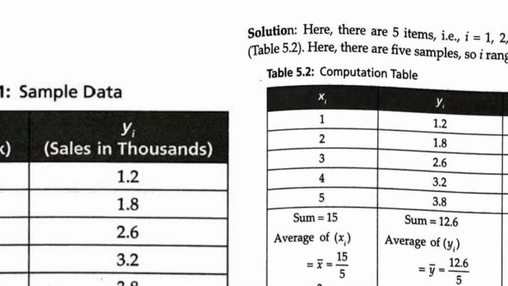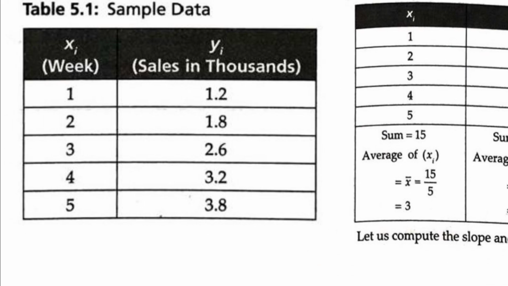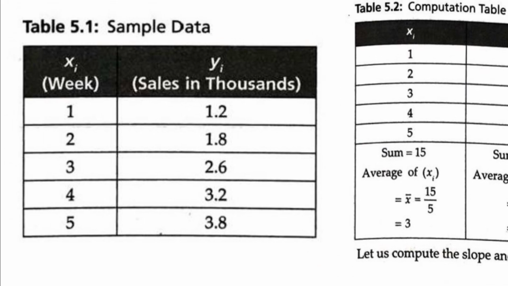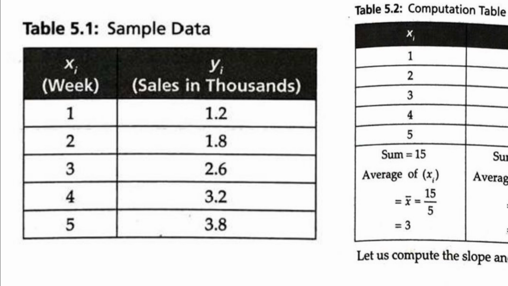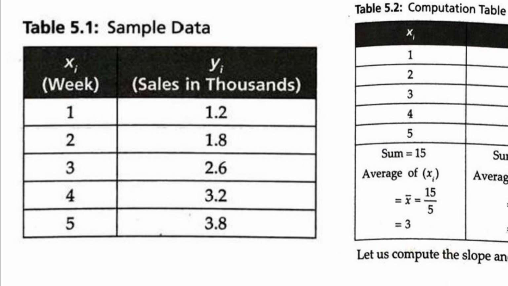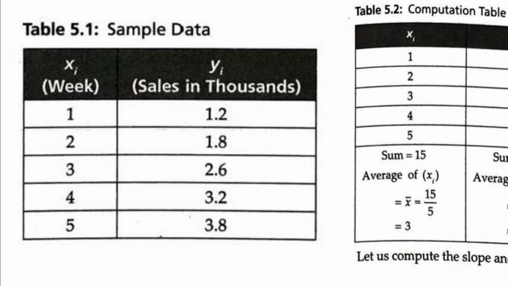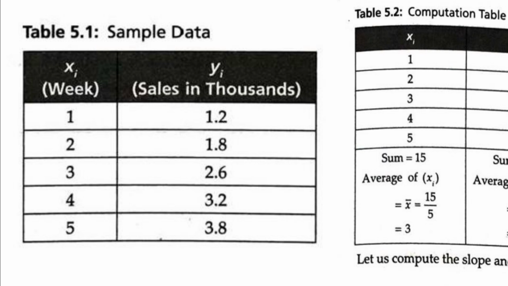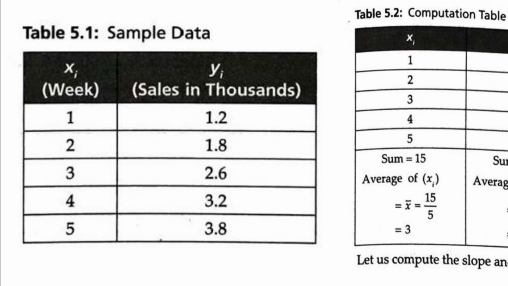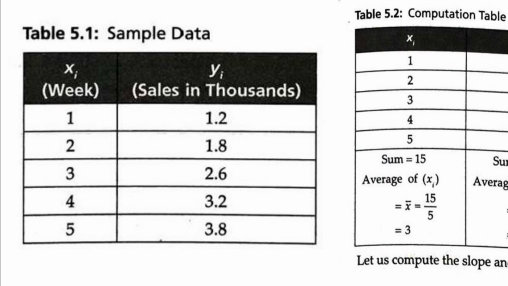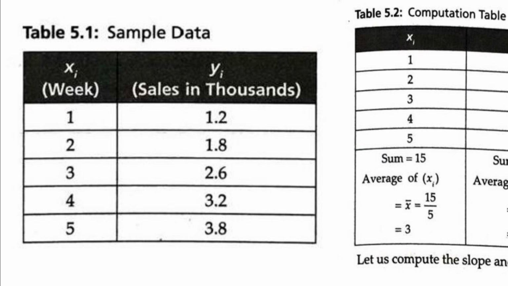Now we'll take one problem and see how to solve it. This is sample data given for 5 weeks, with sales observed in these 5 weeks in terms of thousands. The first week 1.2, second week 1.8, third week 2.6, fourth week 3.2, fifth week 3.8.